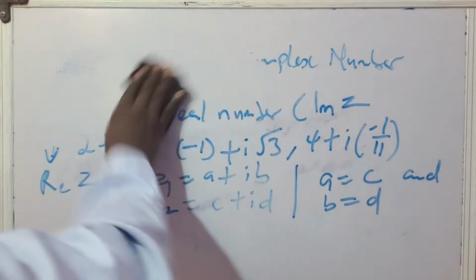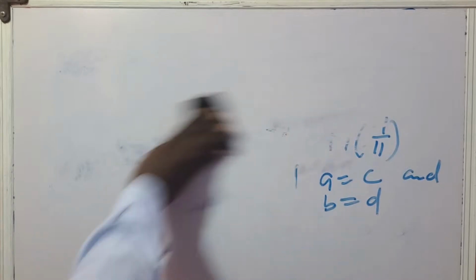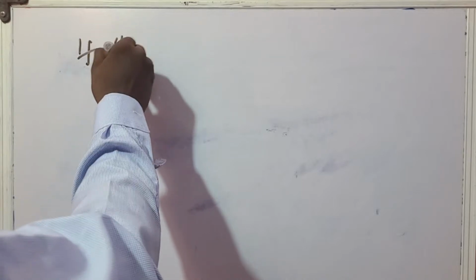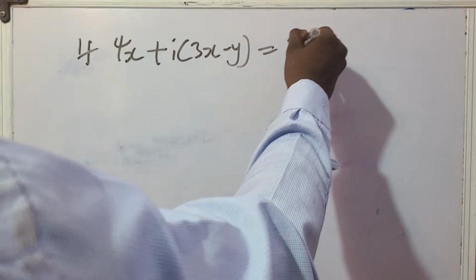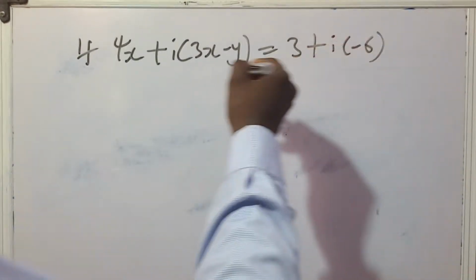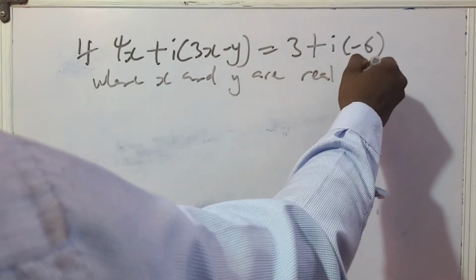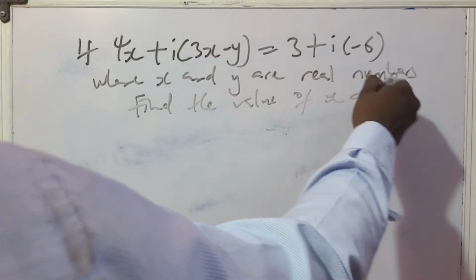If 4x plus i times (3x minus y) is equal to 3 plus i times (minus 6), where x and y are real numbers, you have to find the value of x and y.